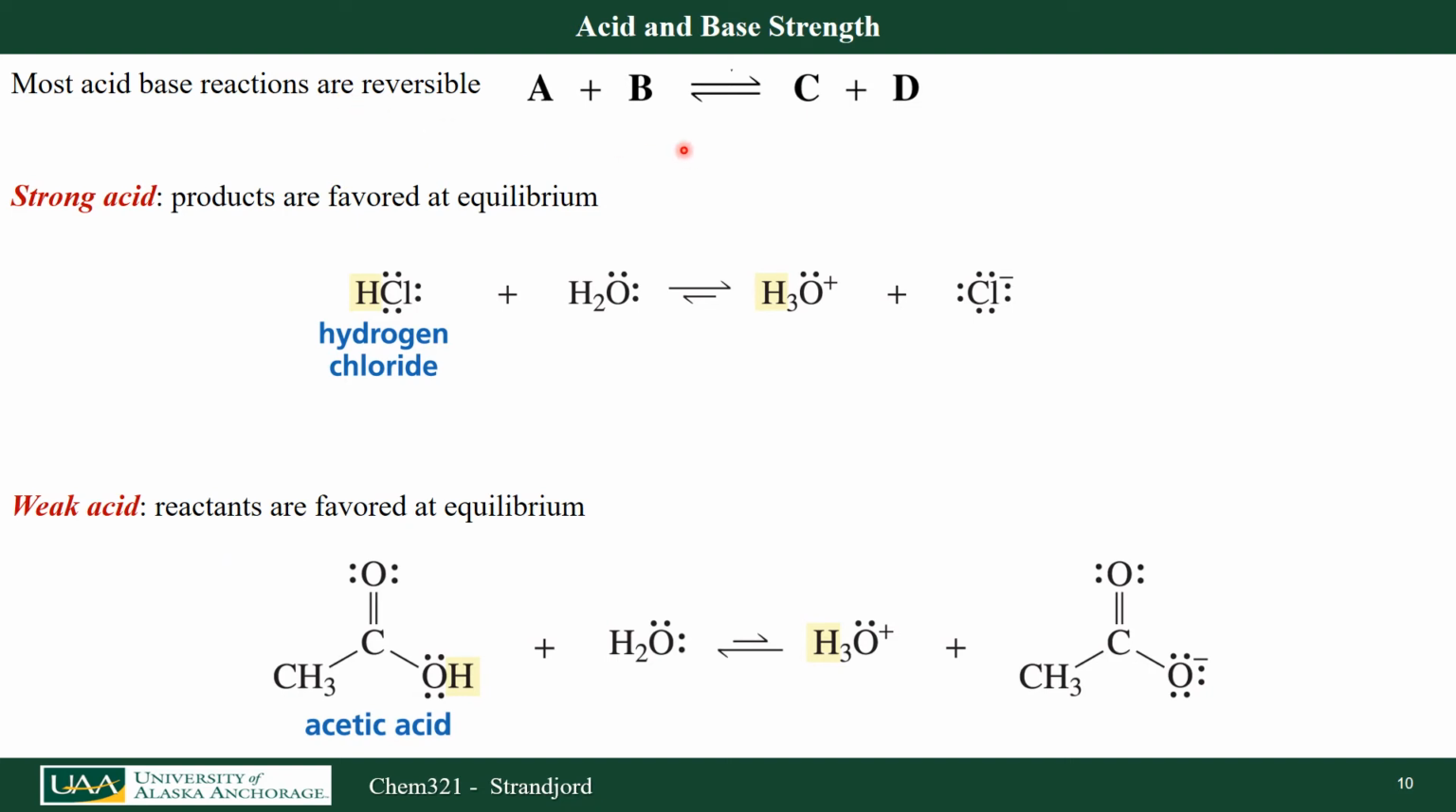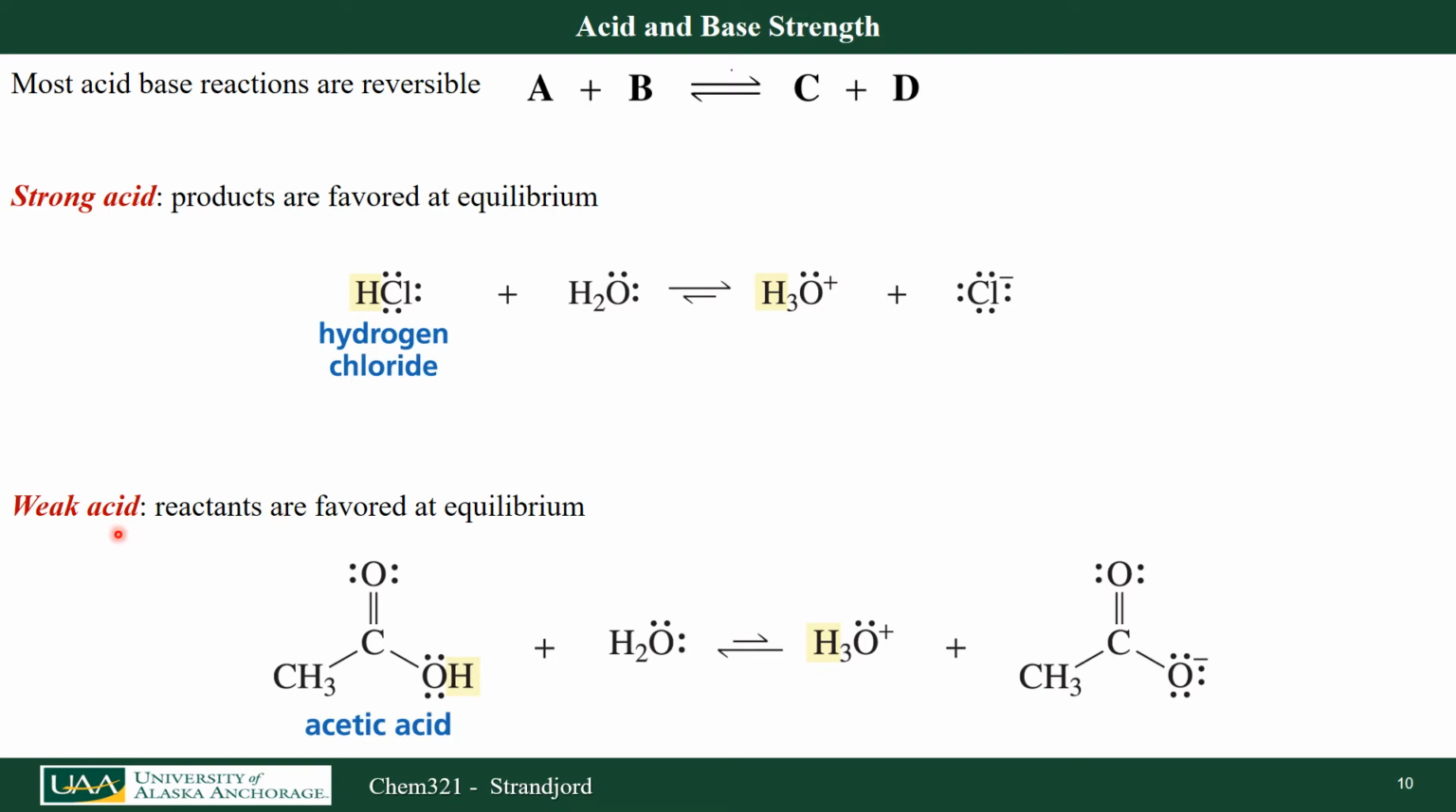Let's take a closer look at some reversible reactions. Most acid-base reactions are reversible. With a strong acid, the products are favored in the equilibrium. If I look at this reaction down here, and I know it's inorganic, I take hydrochloric acid and react it with water, I form the hydronium ion and the chloride ion. This reaction is very favorable, and in fact it's exothermic, so it gets very hot.